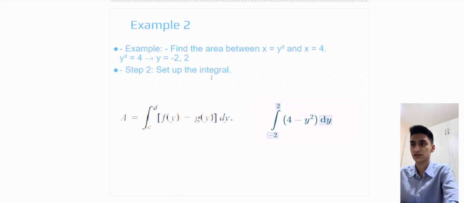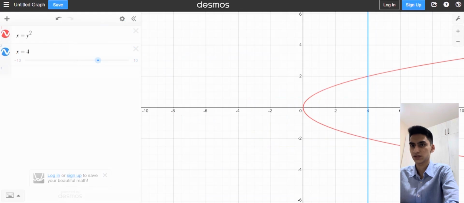Let's look at another example. Find the area between x equals y squared and x equals 4. Again, we find the intersection points for setting up the integral. y squared equals 4, and from here y is -2 and 2. Now, according to our formula, we set up the integral from -2 to 2. Let's look at the graph for finding the right and left function.